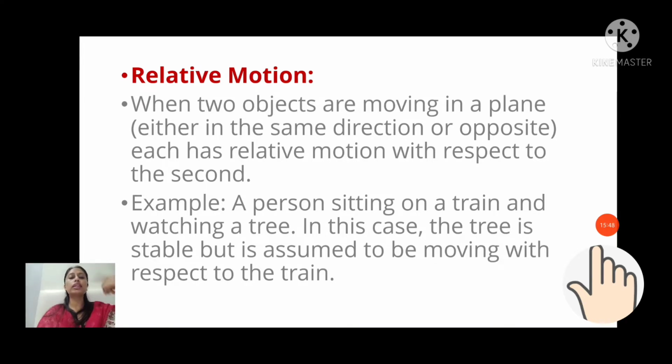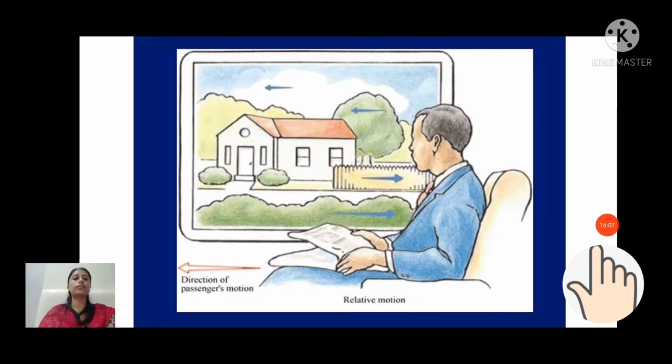So it looks like the tree is moving, right? That is with reference to the train. So they are in relative motion, they are related to each other. That's why we say this type of motion, this type of example, these types of cases are of relative motion.